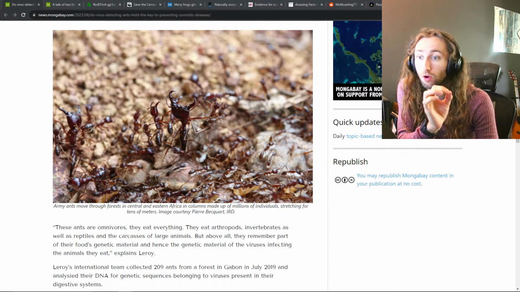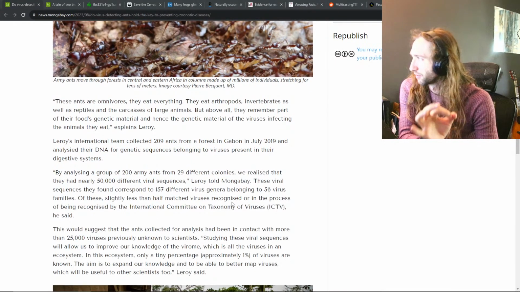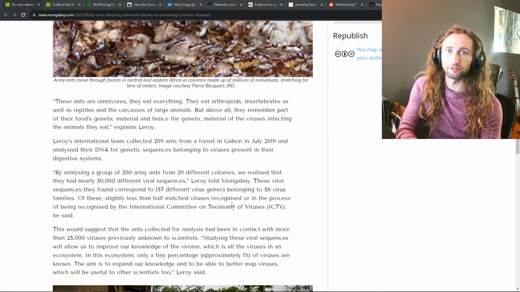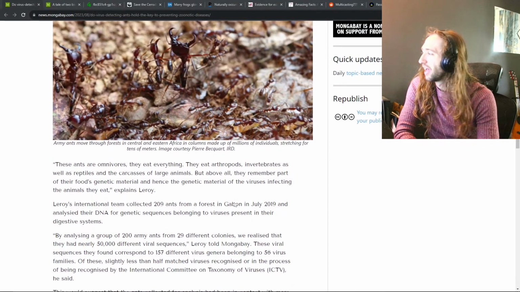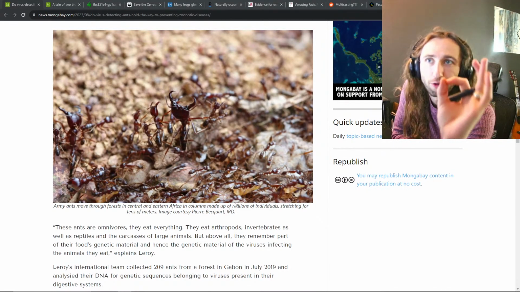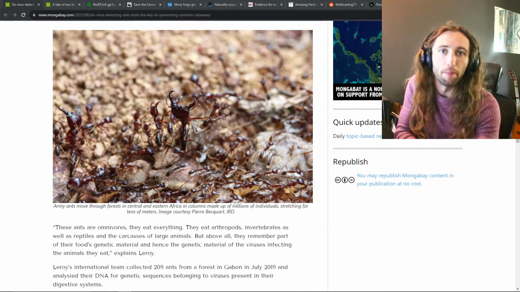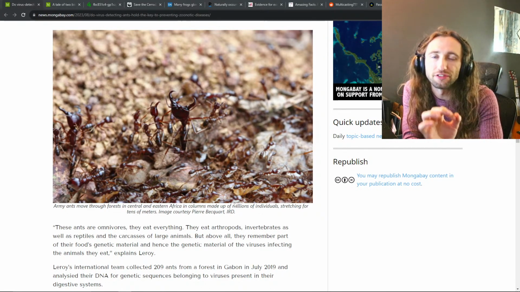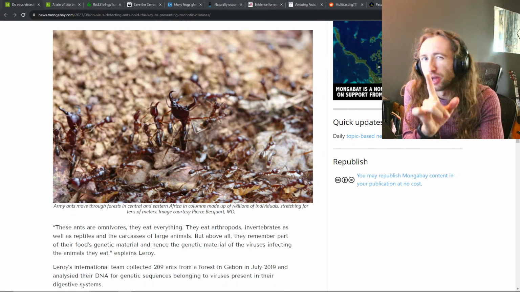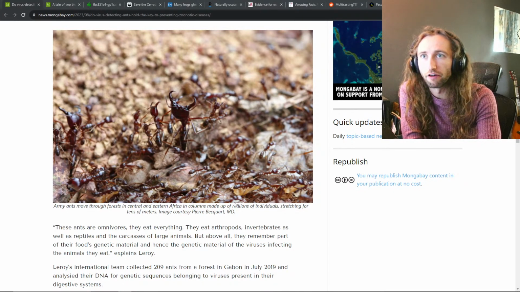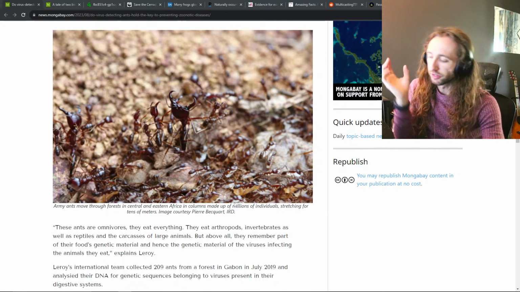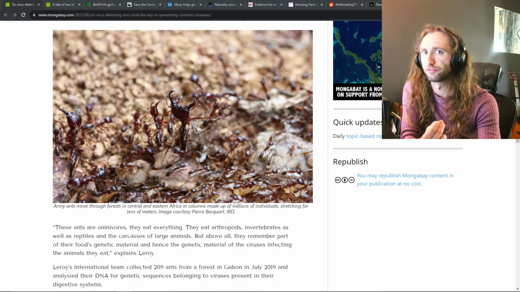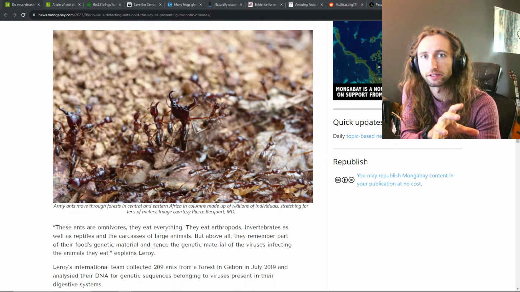So, with this idea in mind, they looked at 200 army ants from 29 different colonies, and they found 50,000 viral sequences belonging to 157 genera and 56 families. An insane number, but also diversity of viral sequences. And you may be thinking, well, yeah, of course. Anything viral, bacterial, anything tiny, there's usually a lot of diversity. There's usually plenty that we do not expect.